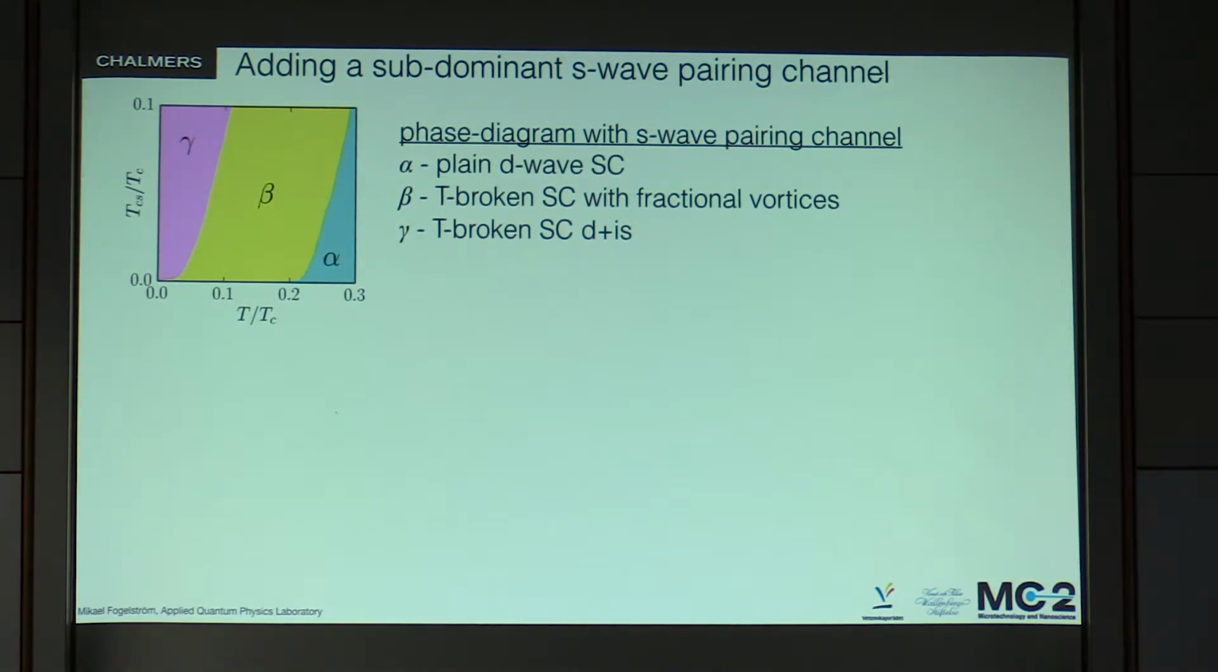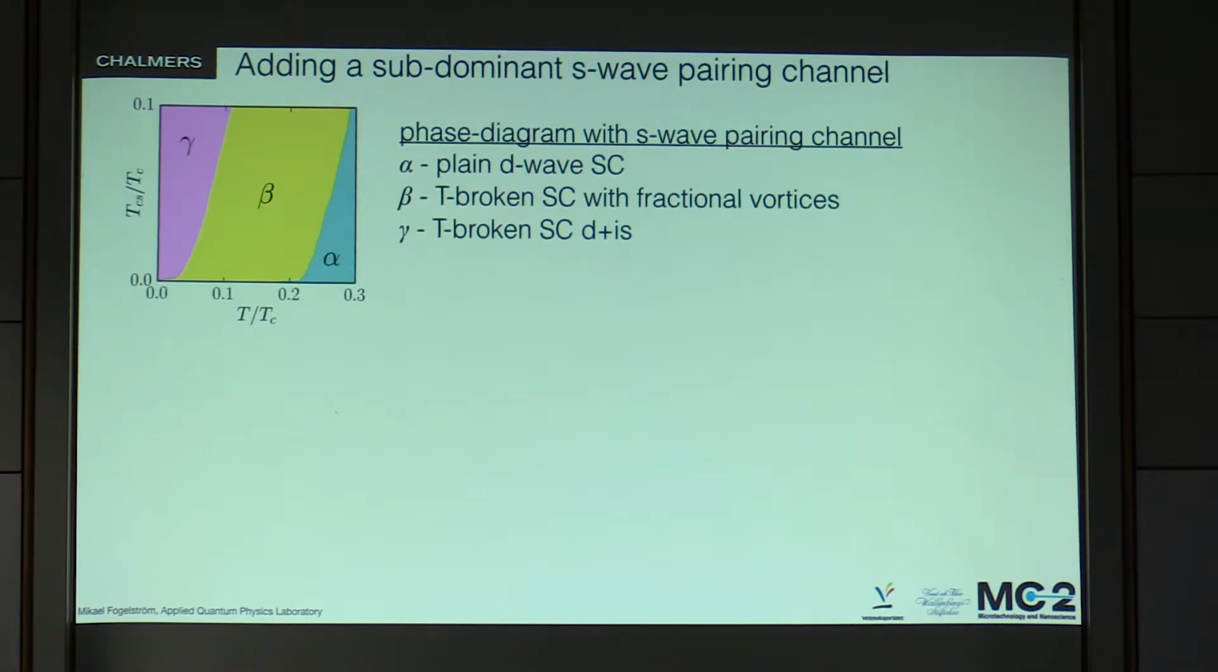And now you can look at the temperature, and you can see where different phases occur. So we have the alpha phase, that's plain D wave, where we started. We can put in a rather weak S-wave pairing, and we get this beta phase. And that's a time reversal symmetry broken state.